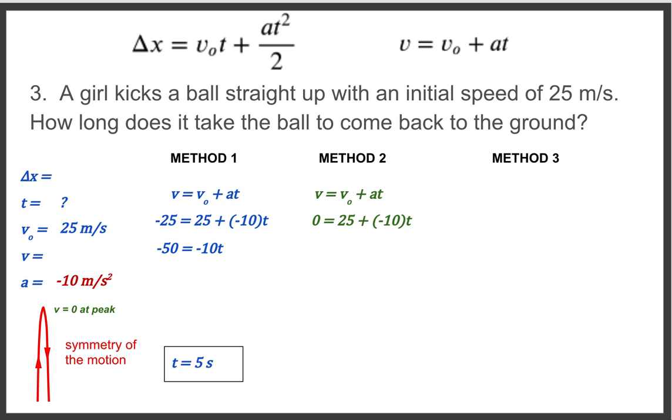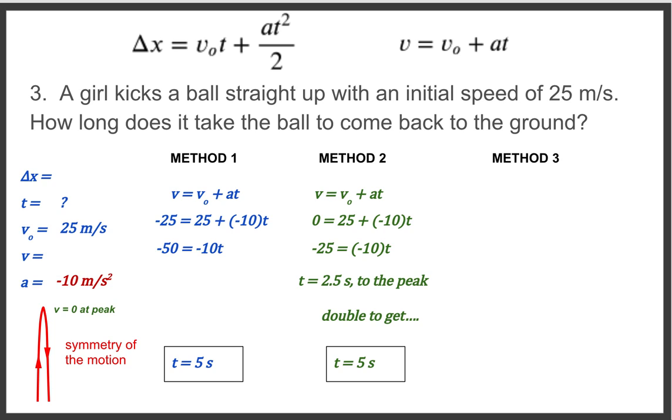When I solve this, I actually only get 2.5 seconds. But I set this up so that it gave me the time to the peak. And so if I double that time, it'll get me the full 5 seconds. Again, different people think differently about this type of question. You just need to pick the method that makes the most sense to you.